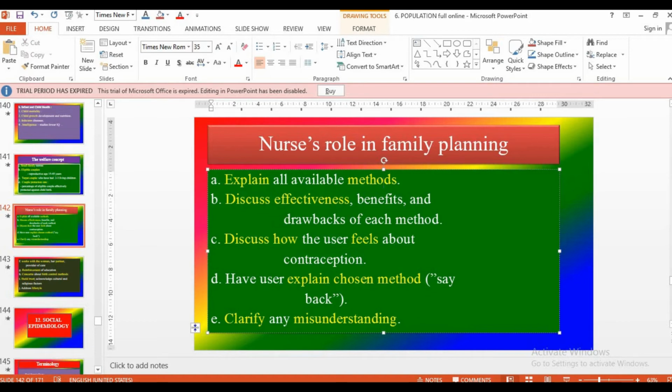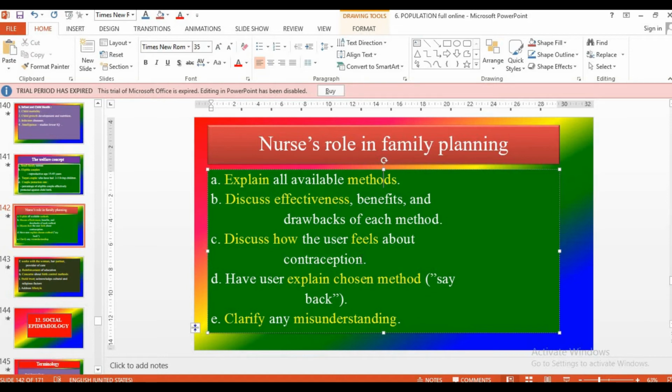B, discuss the effectiveness, benefits, and drawbacks of each method, and how the user feels. Every individual, every mother, may have different preferences. According to that, we can administer the contraceptives. D, explain the chosen method. Say back; feedback should be asked from the couples.